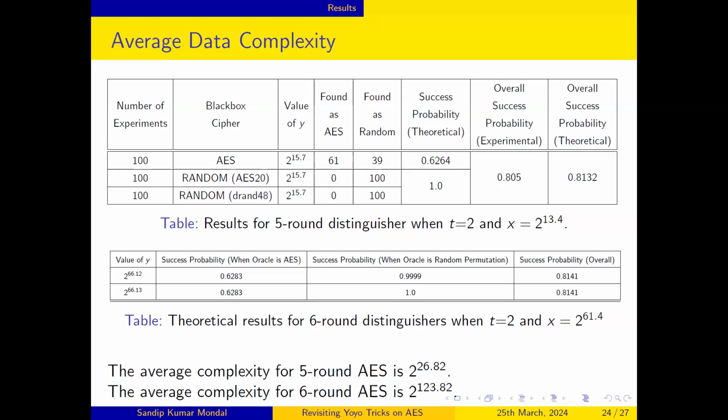And in that case, the average data complexity is 2^26.82 for 5 rounds. And for 6 rounds, we see that when y equals 2^66.13, then all the wrong pairs are eliminated. And then the average data complexity for 6 rounds is 2^123.82.